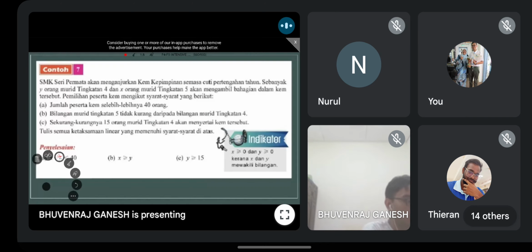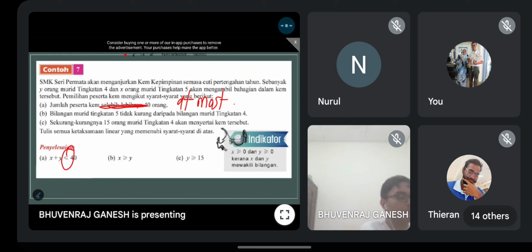Okay, so next one. This is a situation, guys. You have to construct the inequality. So I think it should be no problem as well. Guys, selebih-lebihnya. So this one is at most in English. So at most means less than or equal to. Okay, so then they say X, Y murid, X.